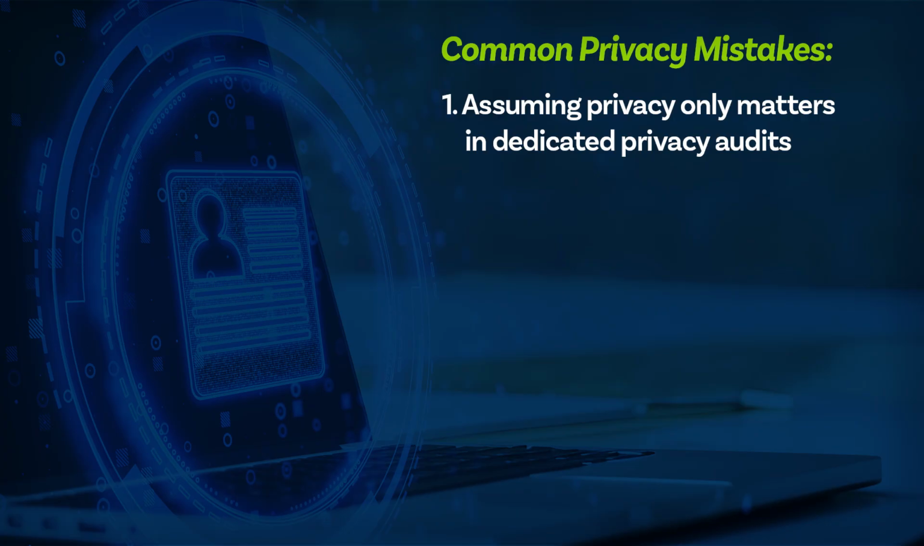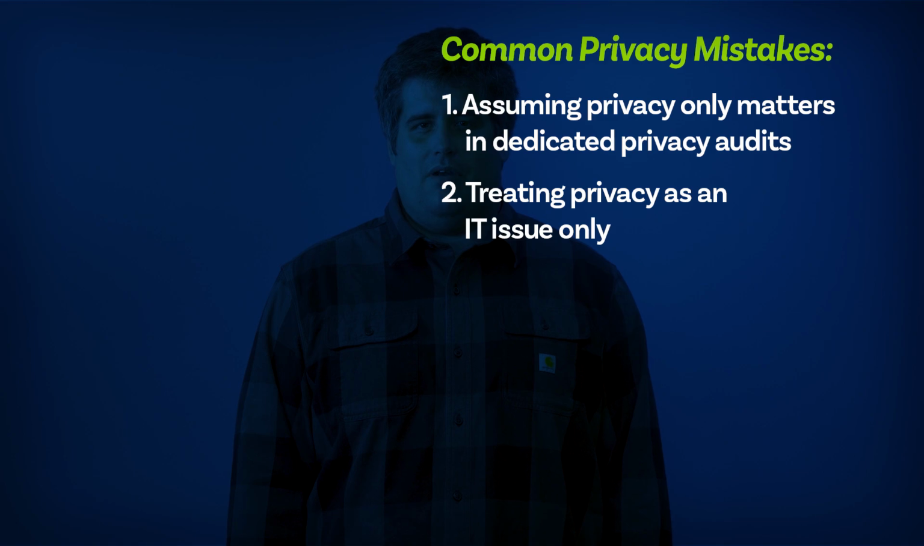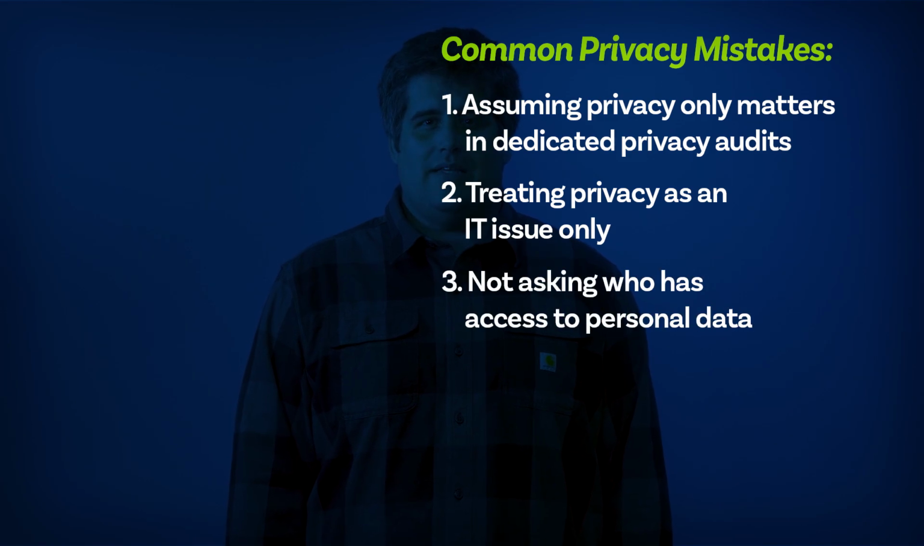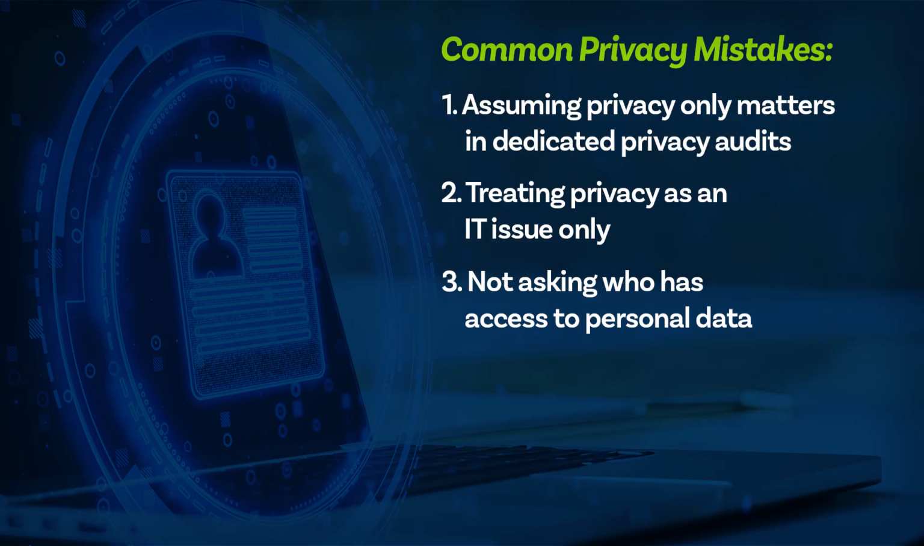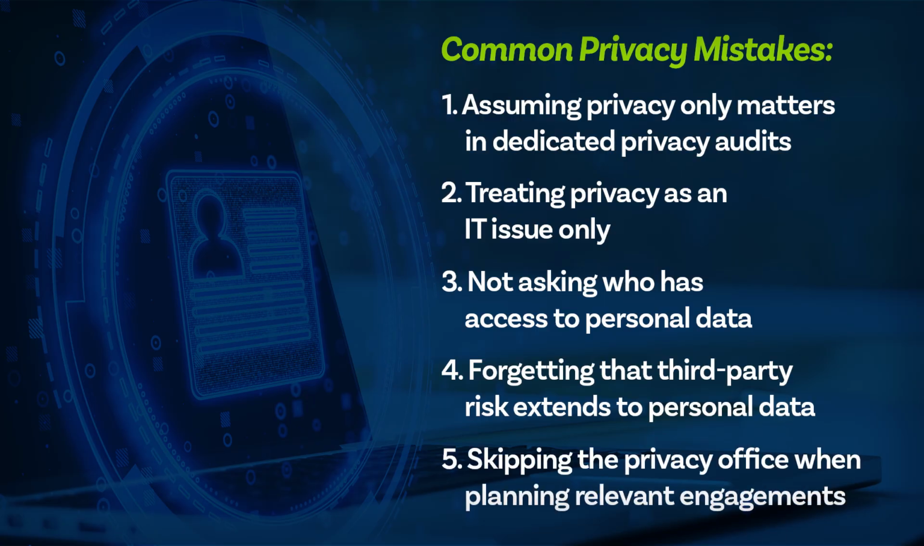Before we wrap up, here are some common mistakes to watch out for. First, assuming privacy only matters in dedicated privacy audits. As Jordan's example showed, it can surface anywhere. Second, treating privacy as an IT issue only. It lives in every department. Third, not asking who has access to the personal data during a walkthrough. Access controls are one of the most common gaps. Fourth, forgetting that third-party risk extends to personal data. Vendors who handle your organization's data need to protect it just as carefully as you do. And fifth, skipping the privacy office when planning an engagement with privacy implications. They're a resource, not a rival.